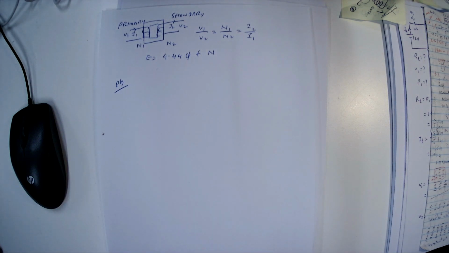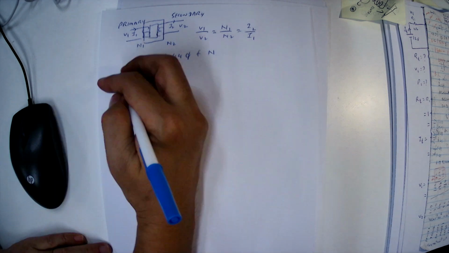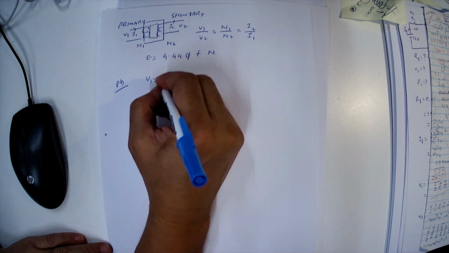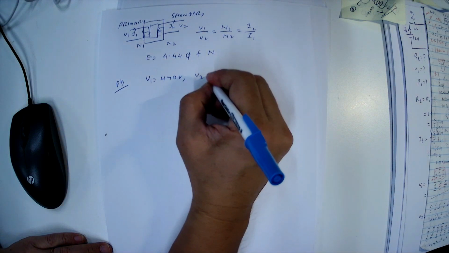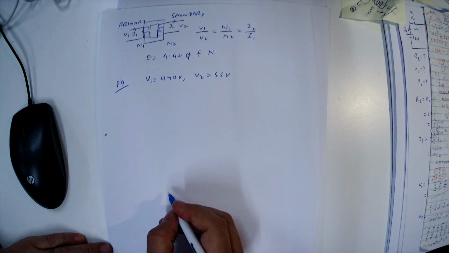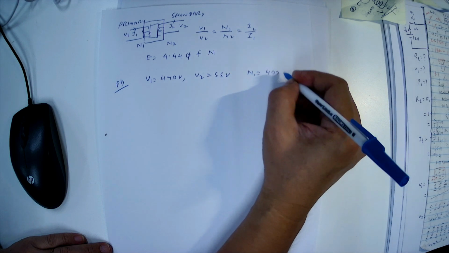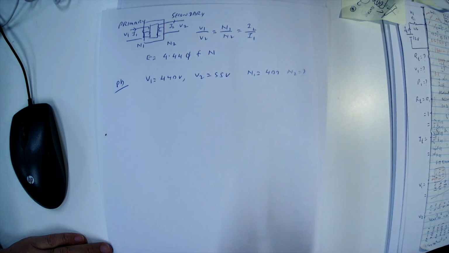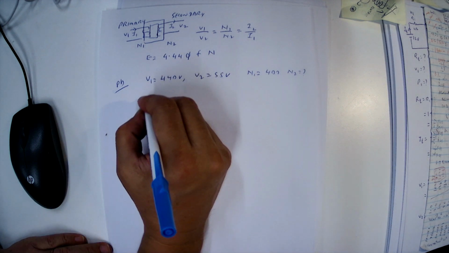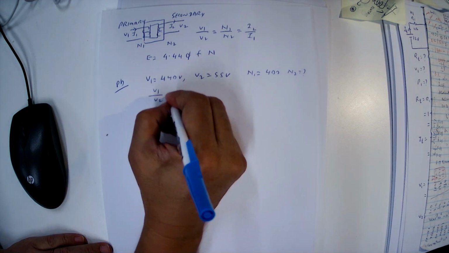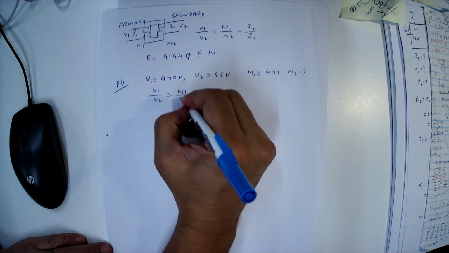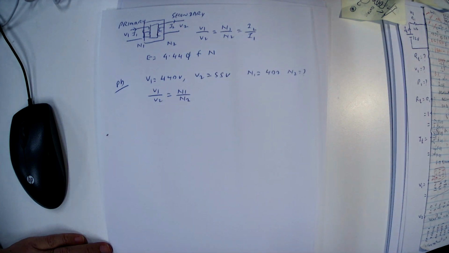Problem 1. The primary winding of a 440/55 transformer has 400 turns. How many turns are there in the secondary winding? So the primary voltage V1 is 440 volt, secondary voltage V2 is 55 volt, and the primary number of turns N1 is 400 turns. We need to calculate the secondary turns. So we write down the transformer voltage equation, V1 by V2 equal to N1 by N2, primary voltage divided by secondary voltage equal to primary turns divided by secondary turns.